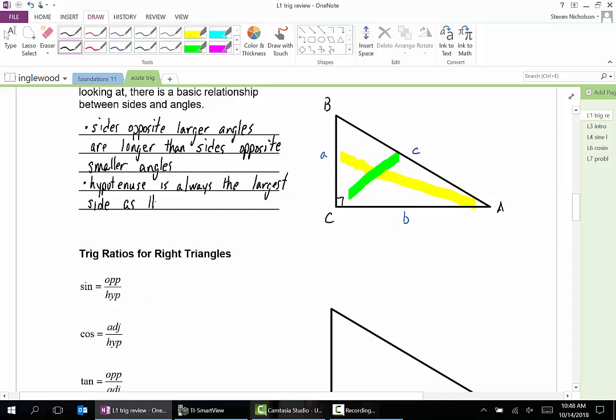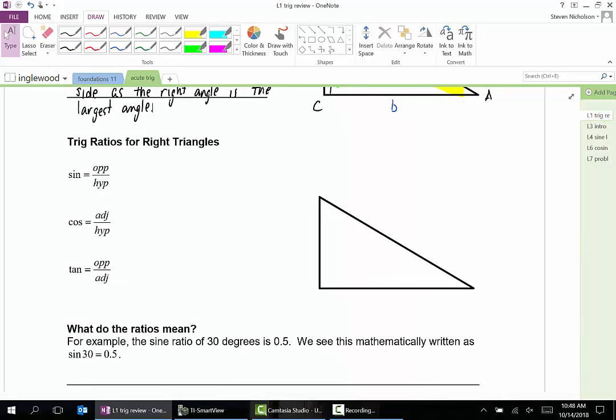As the right angle in that right triangle is the largest angle. So this basic relationship is really important moving forward, grade 11, grade 12. So here's those basic trig ratios that you learned in grade 10, and this word might make sense here, SOHCAHTOA.